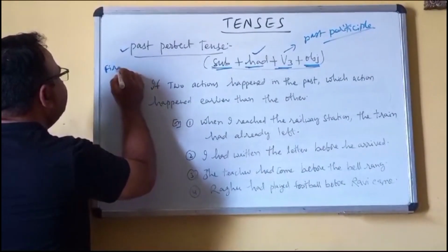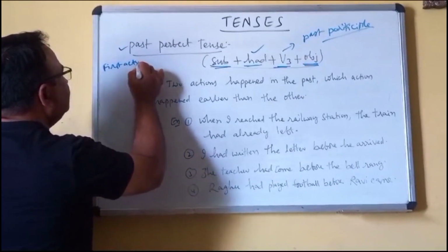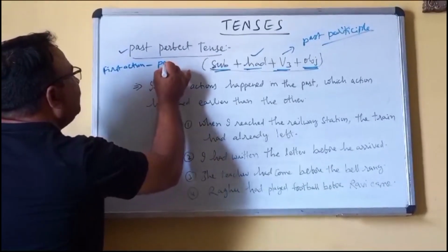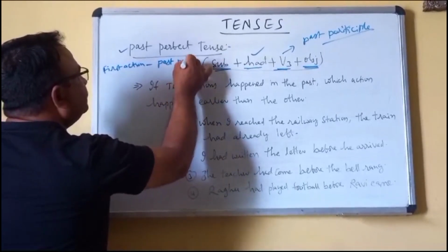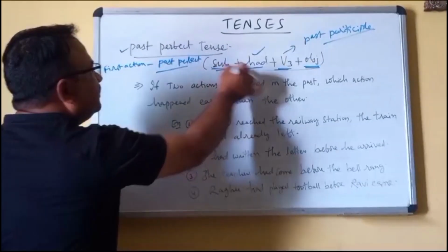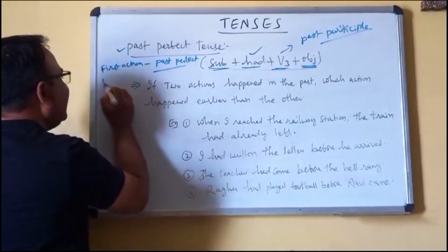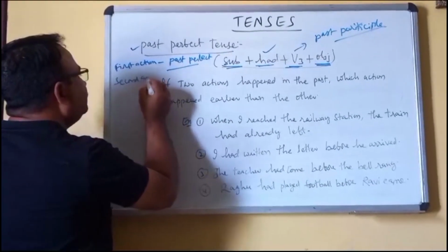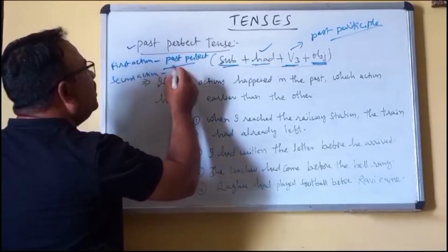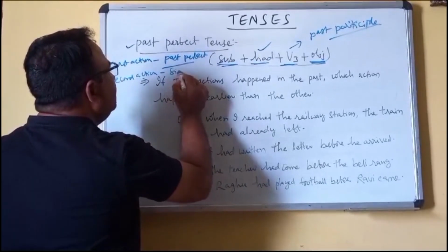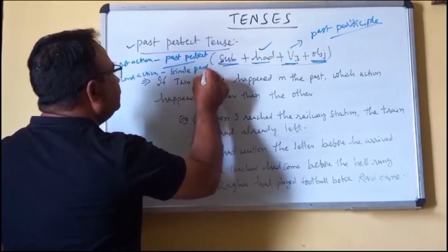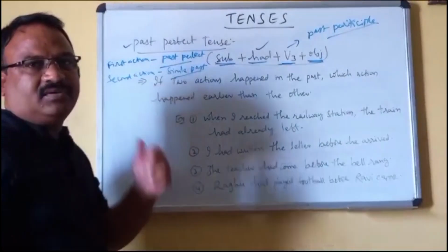First action, past perfect. Subject plus had plus V3 plus object. Second action, we have to use simple past tense. That is what you should remember.